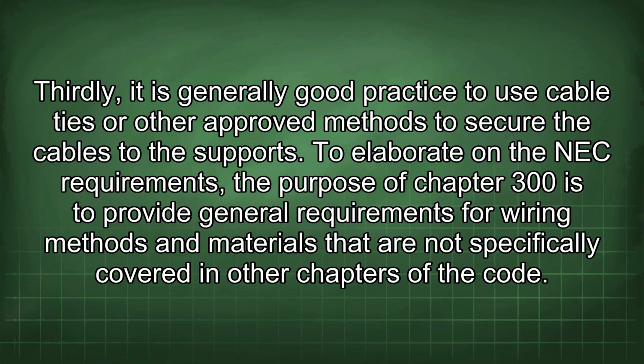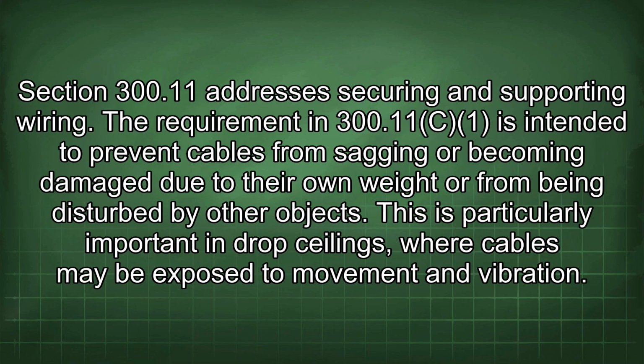To elaborate on the NEC requirements, the purpose of Chapter 300 is to provide general requirements for wiring methods and materials that are not specifically covered in other chapters of the Code. Section 300.11 addresses securing and supporting wiring. The requirement in 300.11 CON is intended to prevent cables from sagging or becoming damaged due to their own weight or from being disturbed by other objects.